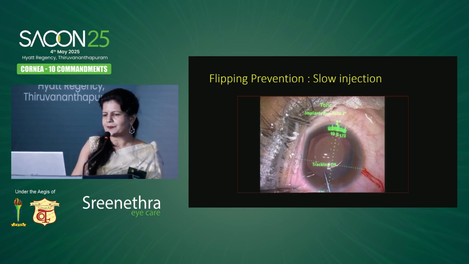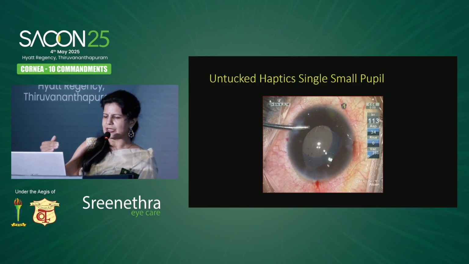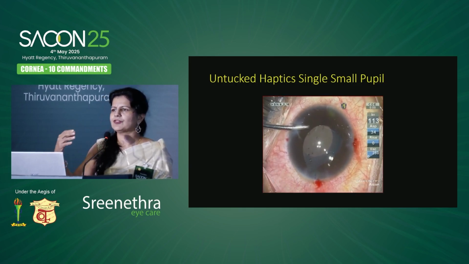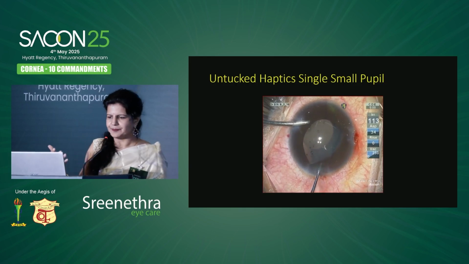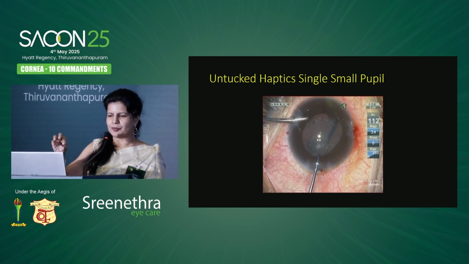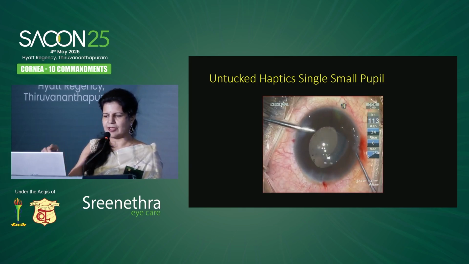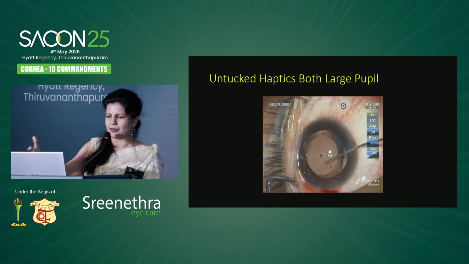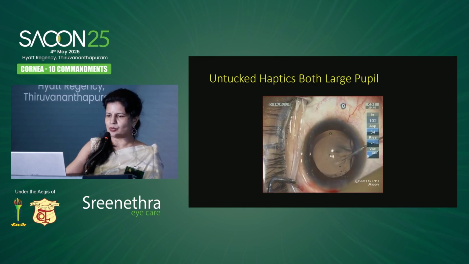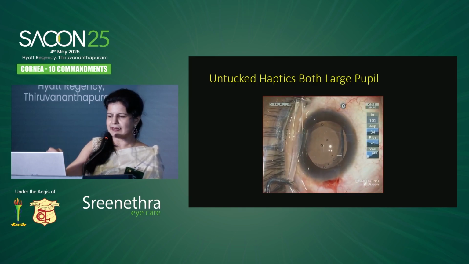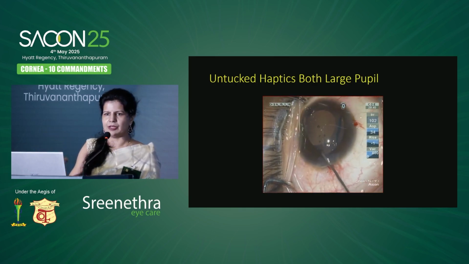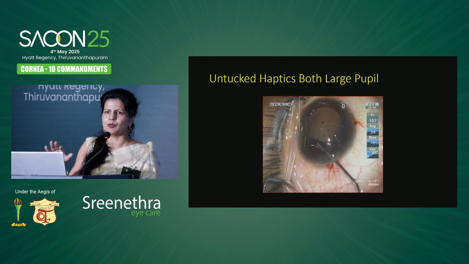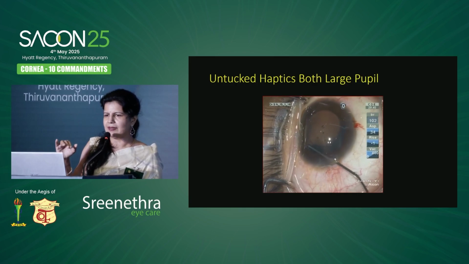Positioning is very important. Now, while you're injecting the lens, if you have an irregular pupil, you would realize that one of the haptics is not tucked inside. So this is a rather compromised pupil, not very dilated. And when one haptic is out, that shows the irregularity. But in case you have a large pupil, sometimes you may miss the untucked haptic because the pupil seems quite regular. So please be very observant that by the time you end your procedure, both haptics are well tucked inside the sulcus.